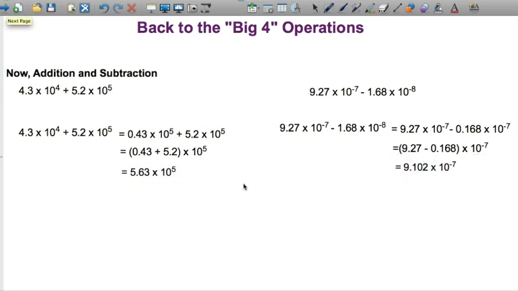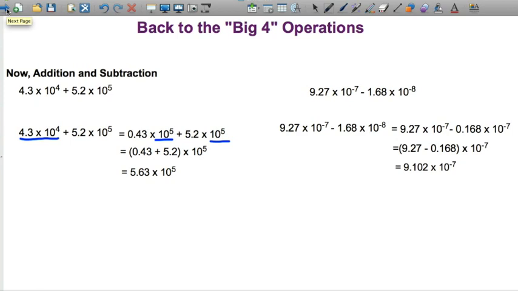All right. So let's say, for example, I have 4.3 times 10 to the fourth plus 5.2 times 10 to the fifth, sorry. The first thing I need to make sure to do is to have them both in the same power of 10. So notice I have them set up as 10 to the fifth and 10 to the fifth. I had to change 4.3 in order to be able to add the two values together.